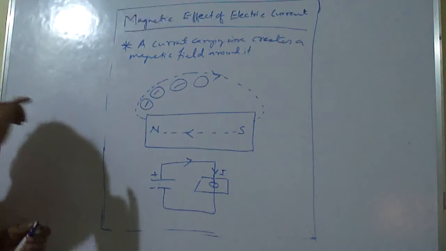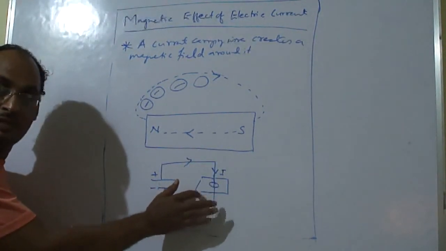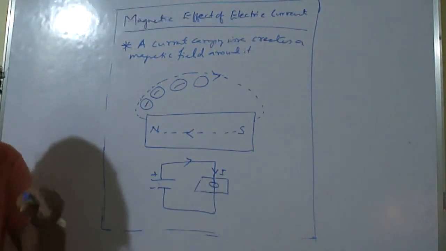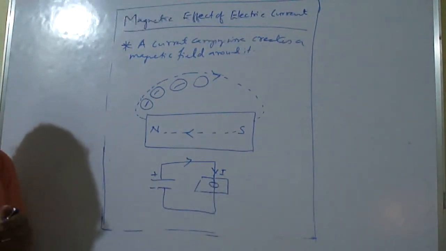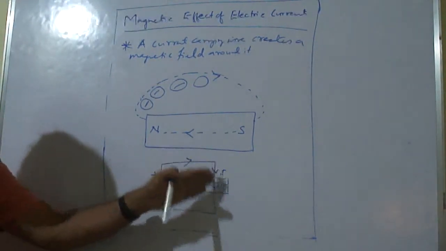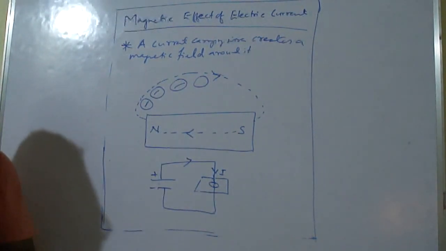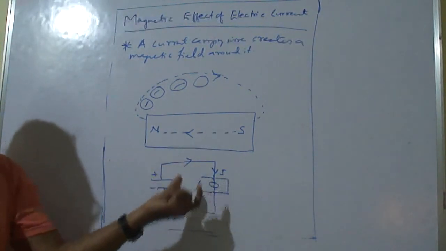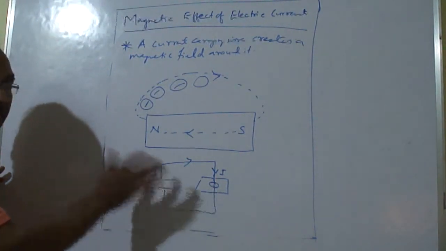Okay, and now you make the current flow, and you give it some tapping. You will find that these iron filings are arranging themselves around this wire without any magnet. Now this current carrying wire itself is creating a magnetic field. So in order to identify the magnetic lines of force around this current carrying wire which has created a magnetic field, you are doing this activity.